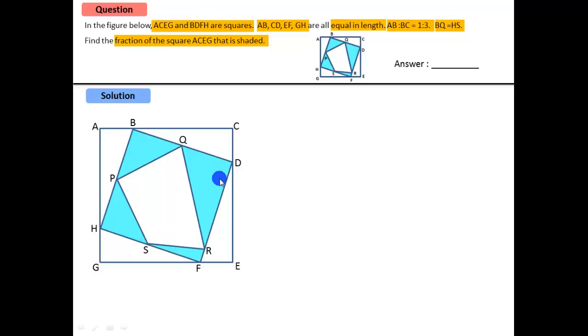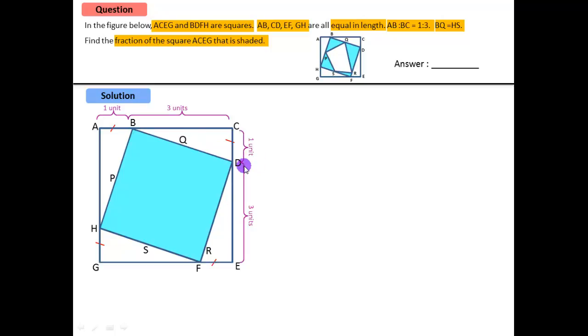So let's remove the polygon for now. From the question, we know that the sides AB, CD, EF, and GH are all equal in length. So let's mark all these sides so we know that it is all equal. Next, the question states that AB to BC is in the ratio 1:3. So AB is 1 unit, whereas BC is 3 units. Since ACEG is a square, all its sides will be in the same ratio.